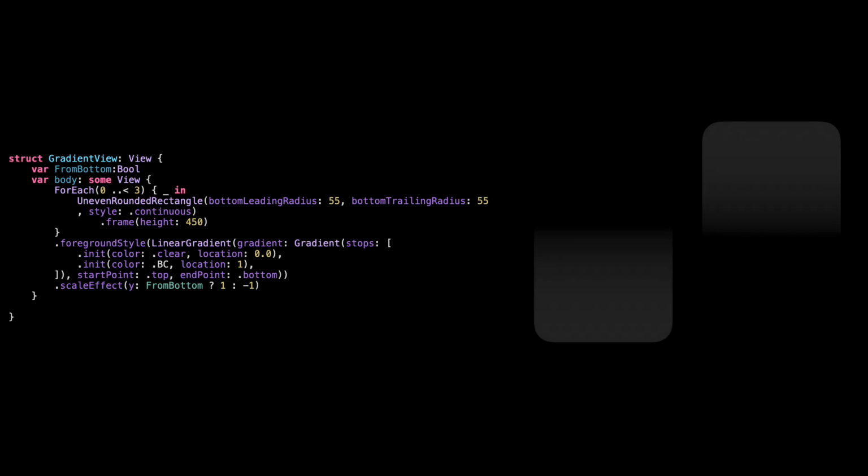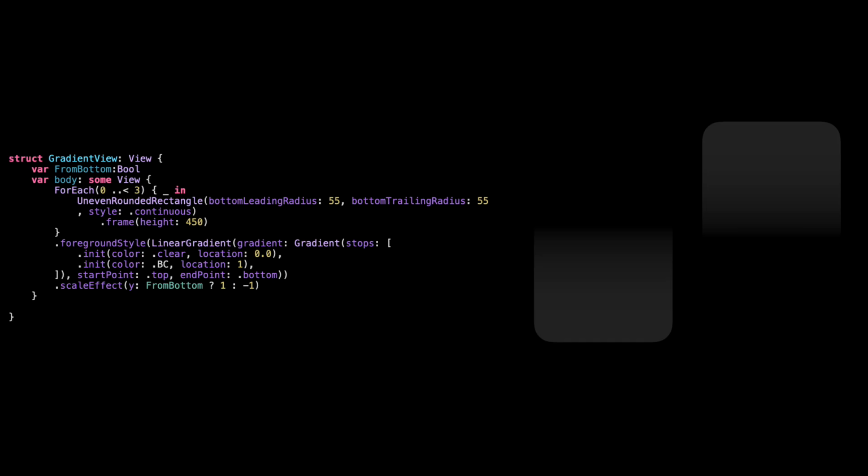This view adds a soft gradient overlay with a cool rounded shape. We're repeating the shape 3 times using ForEach with a bottom rounded style that gives it a nice smooth look. Now, the important part is the gradient. It fades from transparent at the top to a custom color at the bottom, and it sits on top of those rounded shapes. Then we use scaleEffect to control the direction.